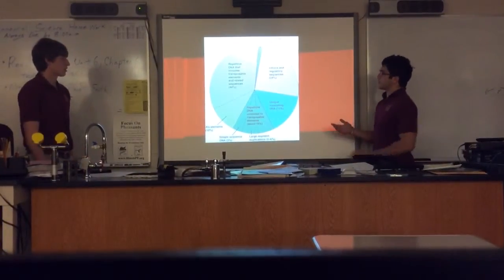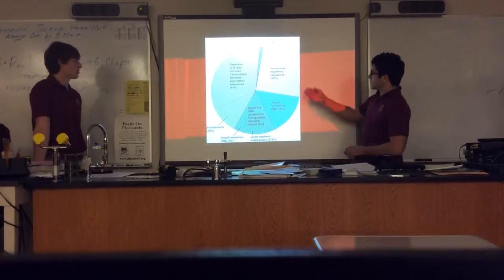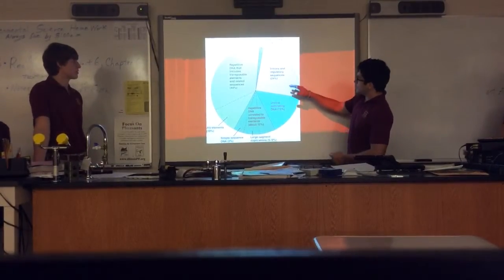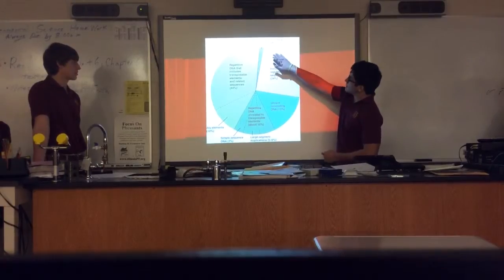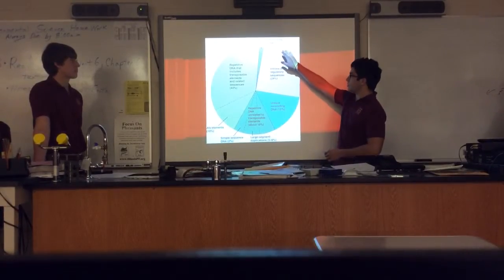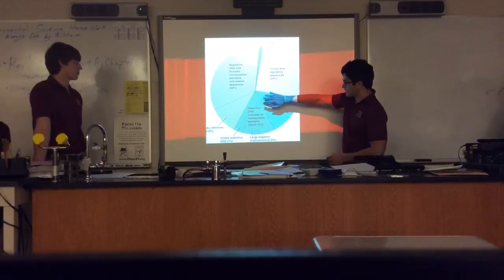And you can see this graph, it's like the one in the book. You can see that the introns and regulatory sequences are about 24%, and really the exons, the ones that code for the proteins, are only about 1.5%, and the rest is all these different types.